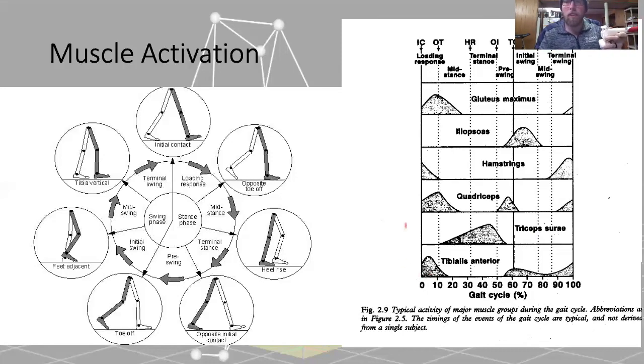And as we get into the swing phase again, you also see that muscle needing to pull the toe up so we can swing the leg through. That's tibialis anterior.